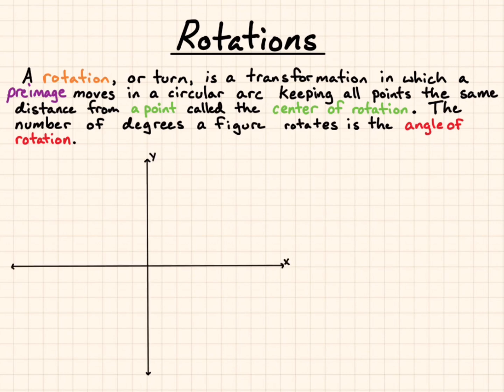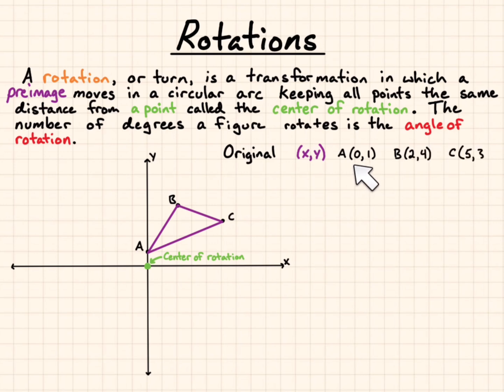We have our x-axis and our y-axis. We'll draw a triangle figure A, B, C and rotate it around the center point of the origin. So we're going to base this off of the origin being the center of rotation. Our original, or our preimage, x, y, is at points 0, 1, 2, 4, and 5, 3. We'll see what happens to these points as we go.